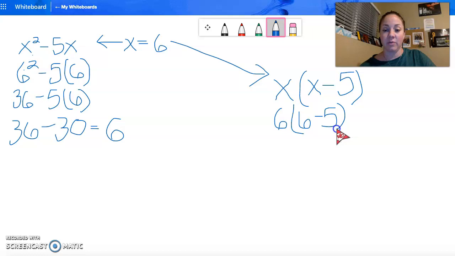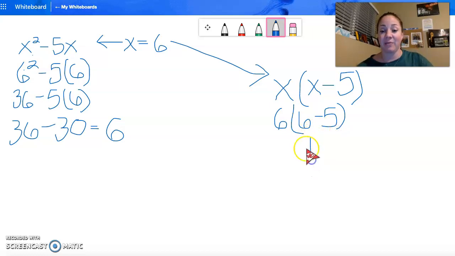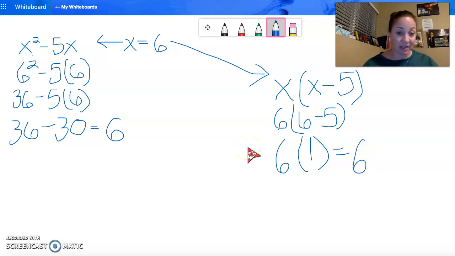And we know from order of operations that we need to do what's in the parentheses first. So 6 minus 5 equals 1. So we have 6 times 1, which equals, yeah, you guessed it, it equals 6. So yes, these two expressions are equivalent. We look at the answers that we got for both of these expressions. We could see that we got 6 for each of them. Since they both equal 6, that means that our two expressions are equivalent to one another.